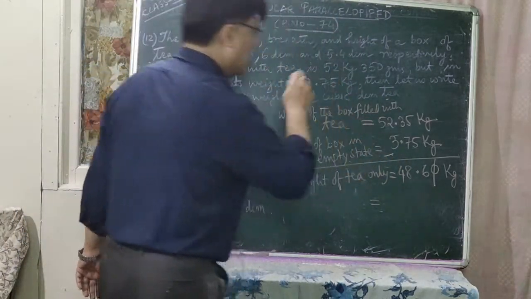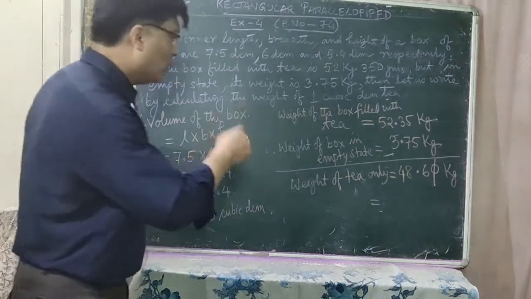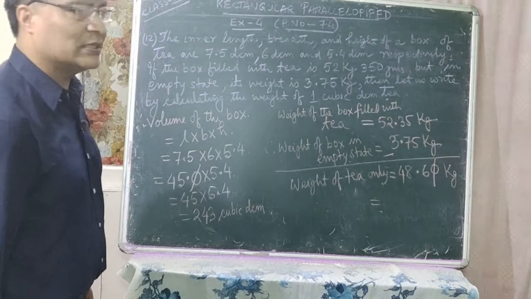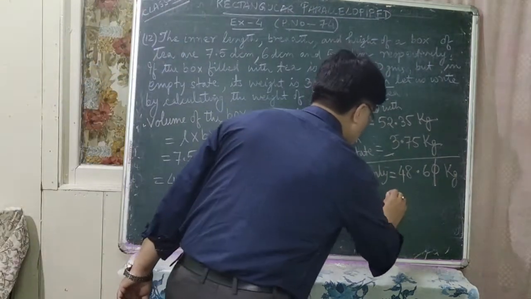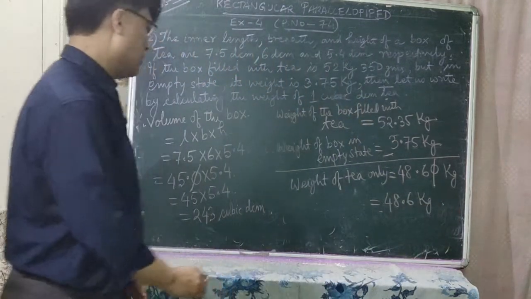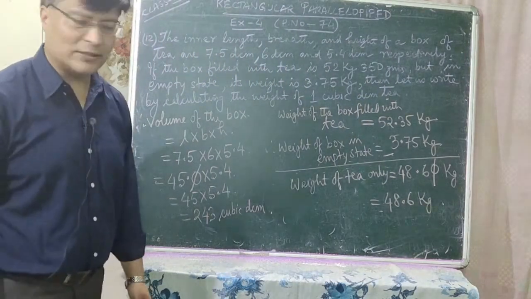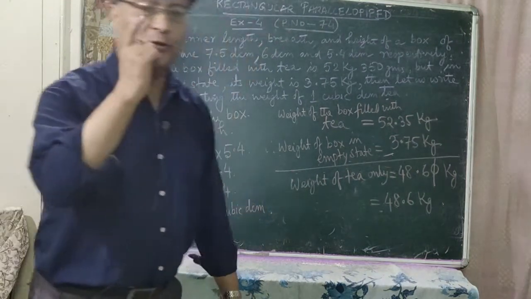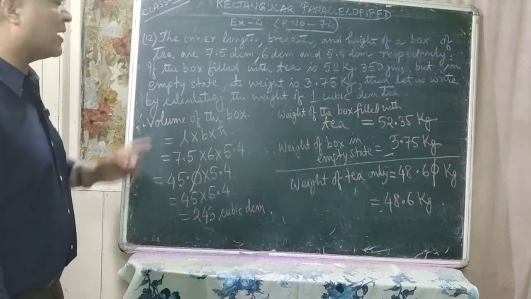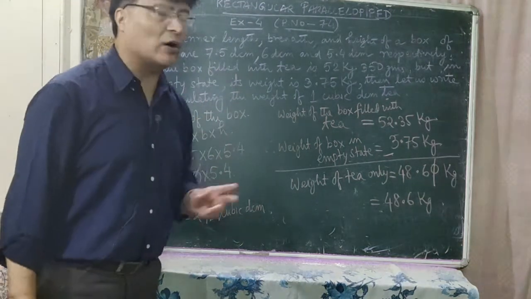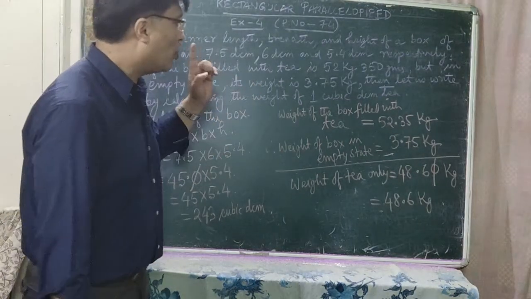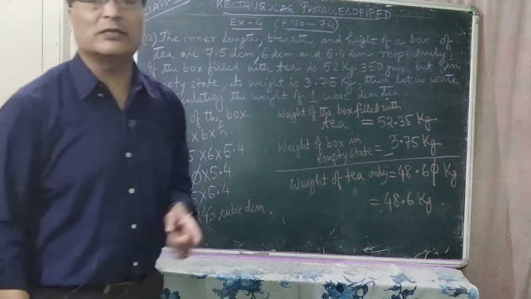Weight of tea only. You can get the weight of tea only is equal to this minus this will give you 48.6 kilogram. So I think you have understood it. Okay, so now what will you do now? So what is to be calculated here? So you have to write down by calculating the weight of 1 cubic decimeter tea. So you have to find out what is the weight of 1 cubic decimeter tea.